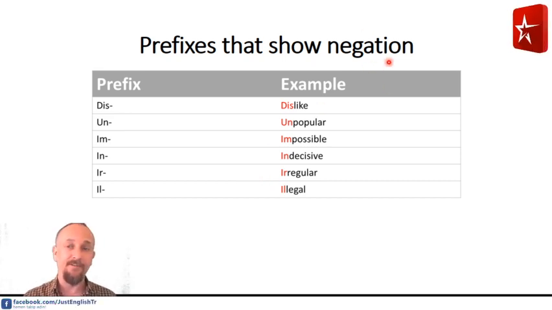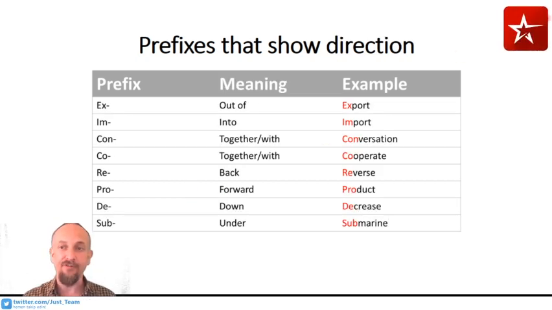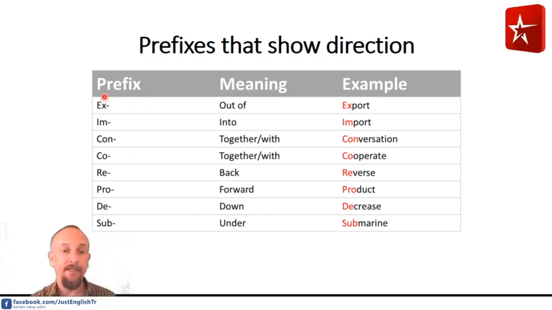Actually, it's up here. We'll go to the next one. Again, feel free to screenshot it. I think, yep, you can actually see it. That's amazing. So here we have ones which show direction.